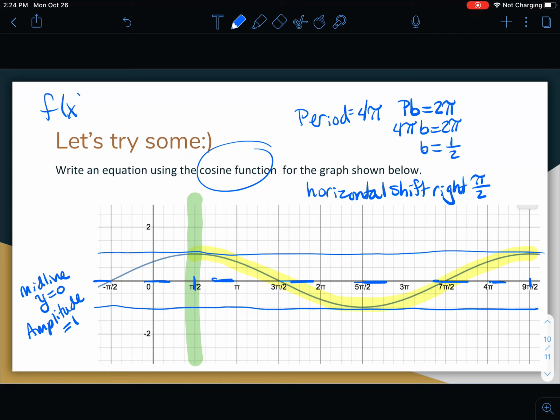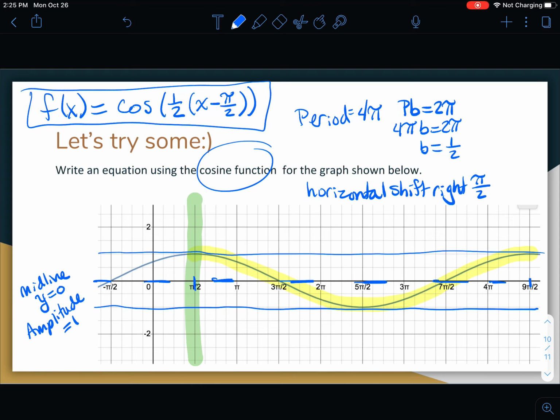So f of x equals, we're going to do a cosine. So let's think about this. There was no reflection, so we have a positive a value, and the a value is just 1. So we don't even have to write anything there. We can right away just go with cosine. Now in this case, we found our b value, which is 1/2. We also have a horizontal shift, and the shift is to the right pi over 2, so we're going to subtract pi over 2. There is no vertical shift, so this is your equation.